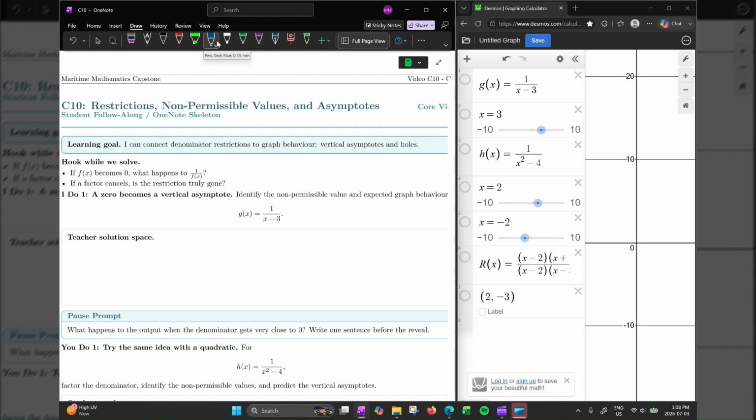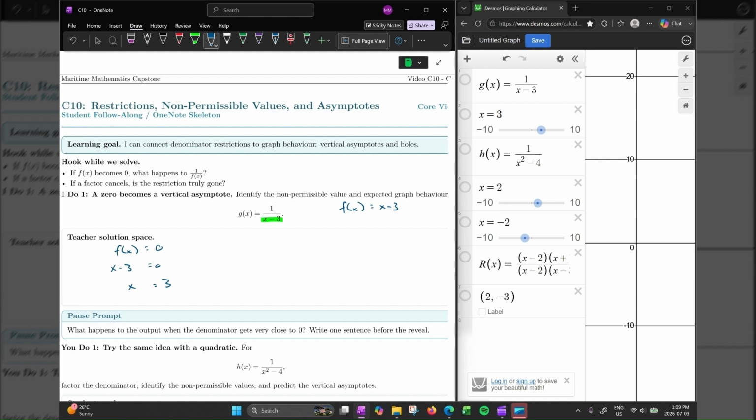To address the first part of the hook, let's look at the function g of x equals 1 over x minus 3. This is the function 1 over f of x. I can see this x minus 3 is the f of x part. So f of x here is x minus 3. What happens when f of x equals 0? f of x equals 0 is x minus 3 equals 0, so x is going to be 3. That's going to be our non-permissible value.